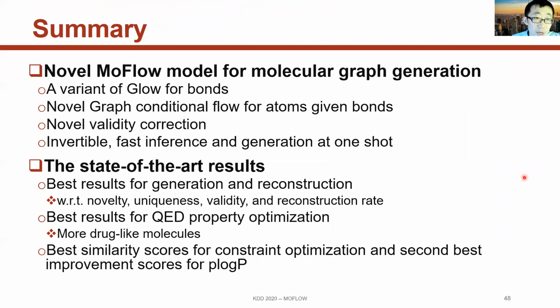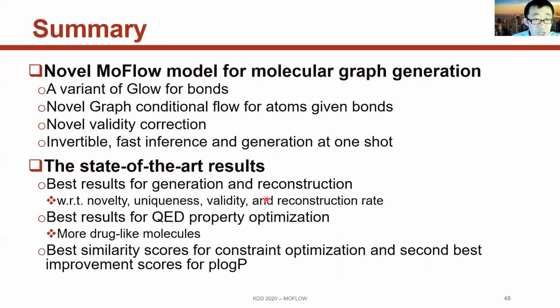So in summary, we propose a novel MoFlow model for molecular graph generation, which consists of a variant of Glow for bonds, a novel graph conditional flow for atoms given bonds, and a novel validity correction to assemble them. Our model is an invertible model with fast inference and generation in one shot. Our model also achieves the state-of-the-art results.